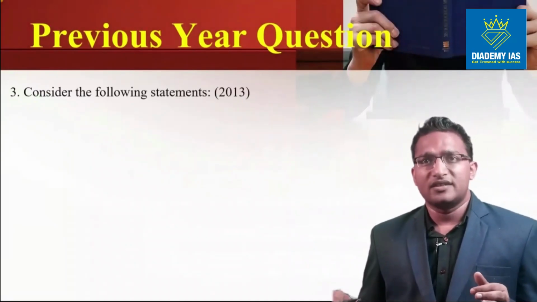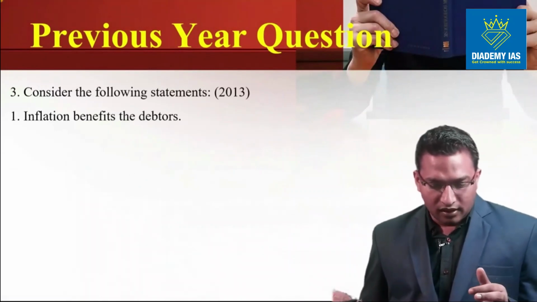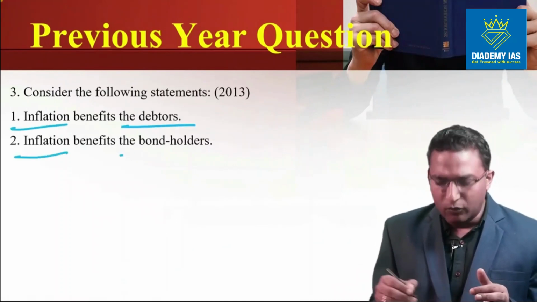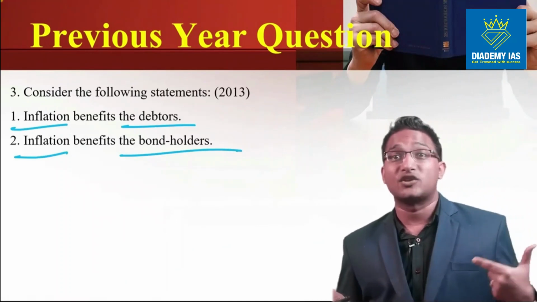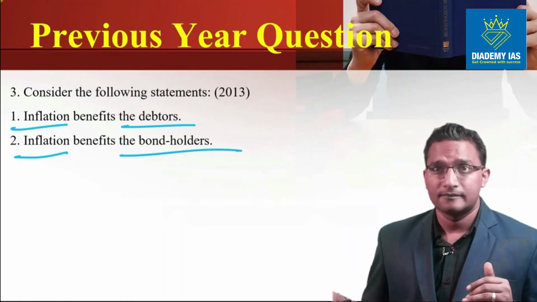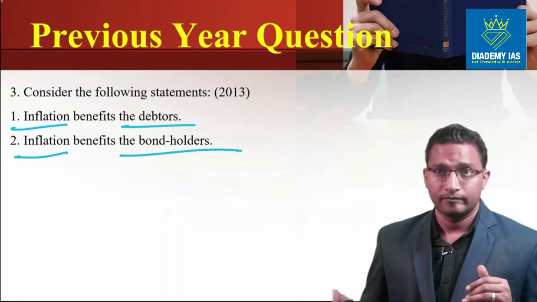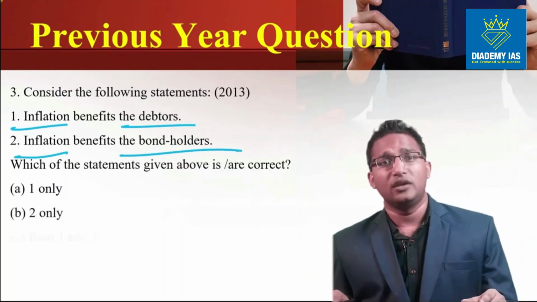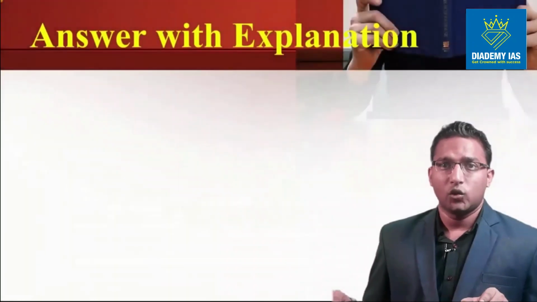Now we will discuss more previous year questions to complete this chapter of inflation. Consider the following statements. Number 1, inflation benefits the debtors. Number 2, inflation benefits the bondholders. These two statements were discussed at the time of discussing the impacts of inflation. Inflation benefits the debtors: is this right or wrong? Inflation benefits the bondholders: is this right or wrong? Which of the given statements are correct? 1 only, 2 only, both 1 and 2, neither 1 nor 2. So what is your answer? The answer is 1 only.